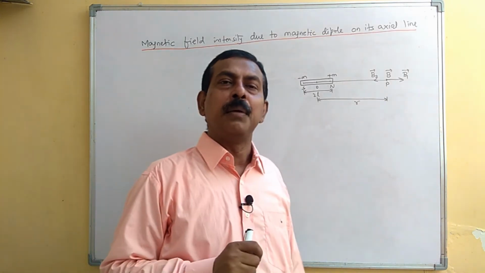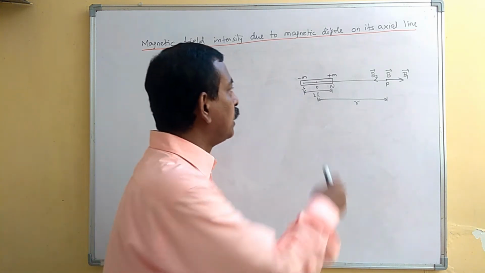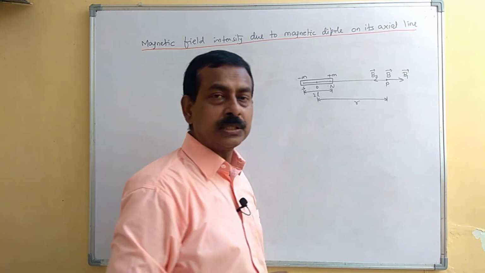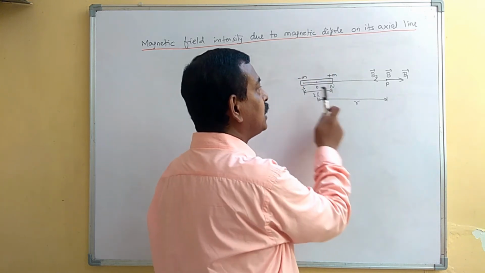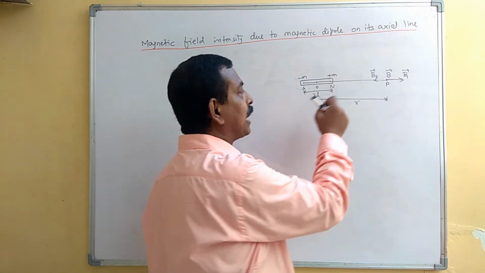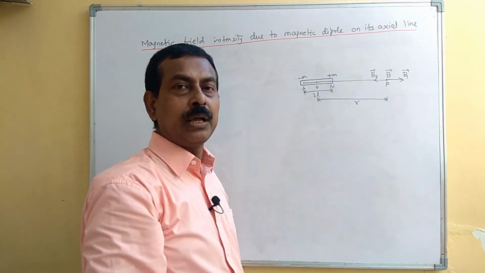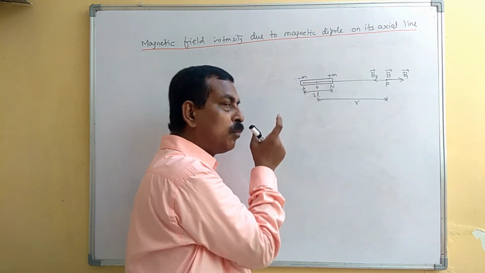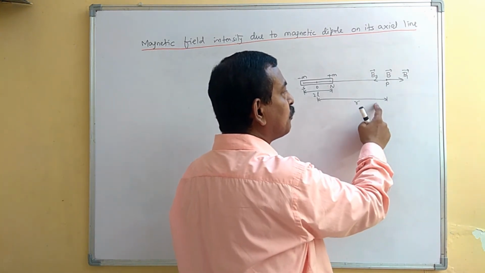Suppose we want to find magnetic field intensity due to a magnetic dipole on its axial line. If you have a magnetic dipole, then the line joining the negative and the positive poles, that is the south and the north pole, will be the axial line. A line perpendicular to the axial line and passing through its center will be the equatorial line. So here we want to find magnetic field intensity on its axial line. So suppose SN is the magnetic dipole having pole strength minus m and plus m, length 2L, dipole moment capital M, and we want its magnetic field at a distance r from it at a point P.